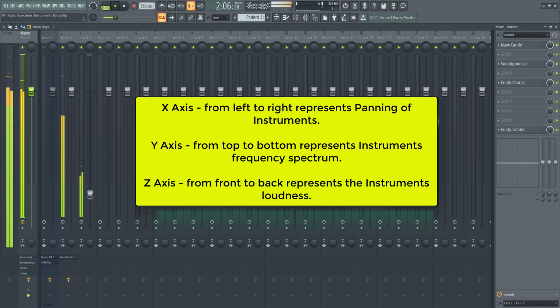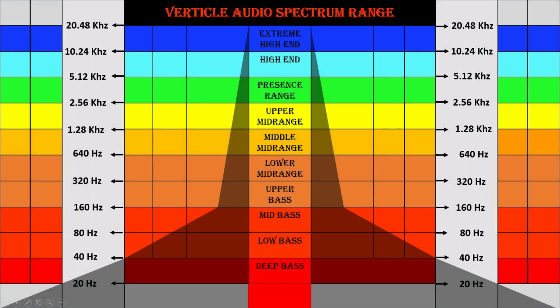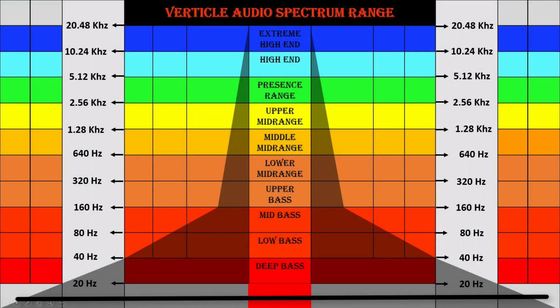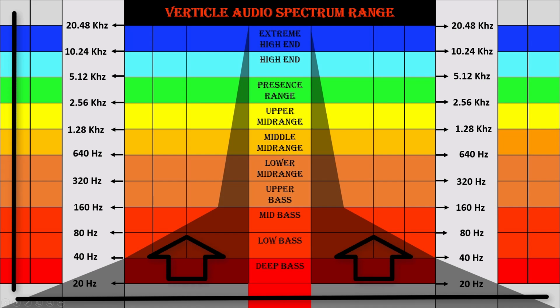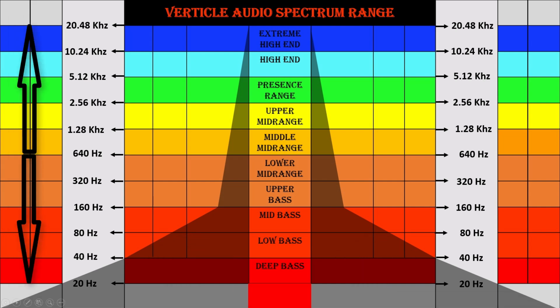Just like our XYZ axis. Over here you can see X axis from left to right represents panning of instruments. Y axis from top to bottom represents instrument frequency spectrum. And Z axis from front to back represents the instrument loudness. So over here, X and Z axis of the panning and loudness are the easiest. But what about the Y axis, the audio spectrum range?